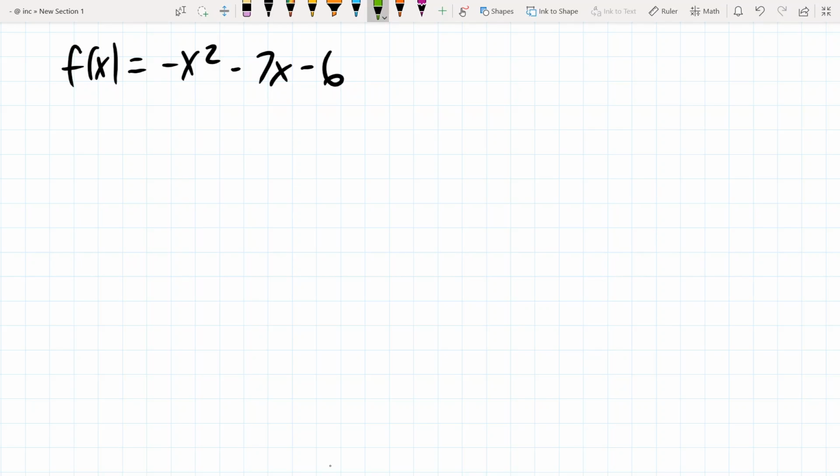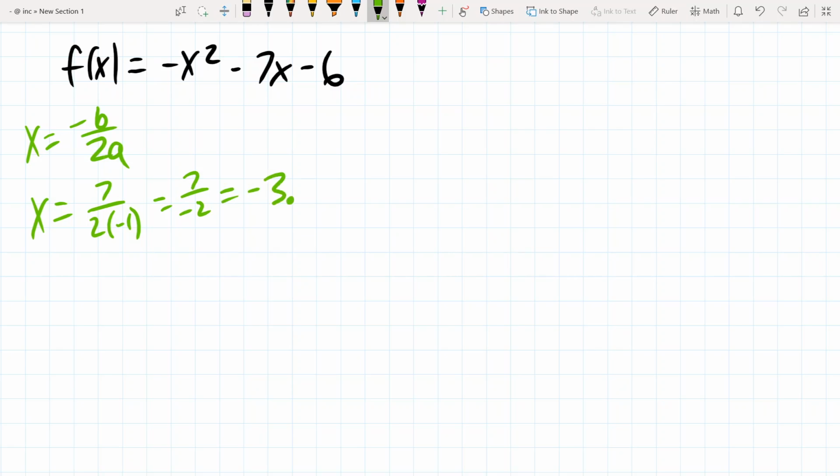All right, let's take a look at this. I could already tell that the vertex was going to be bad because we're going to be dividing 7 by 2 here, because when we find our axis of symmetry, x equals negative b over 2a, we're actually going to do negative 7, so 7, divided by 2 times negative 1. So otherwise known as 7 divided by negative 2, which is negative 3.5.